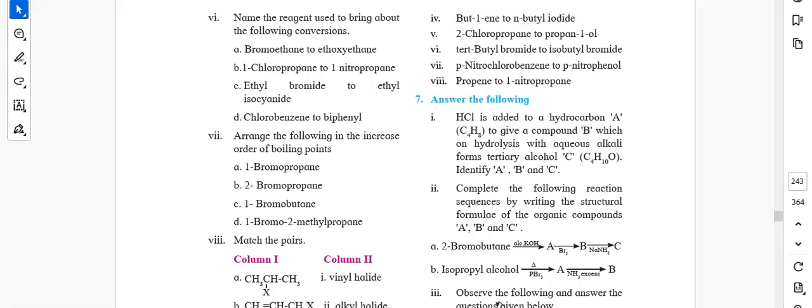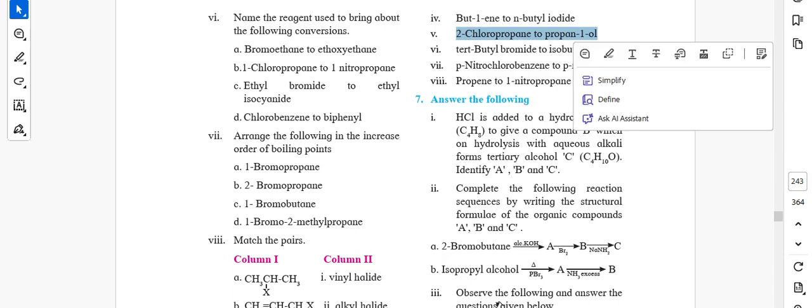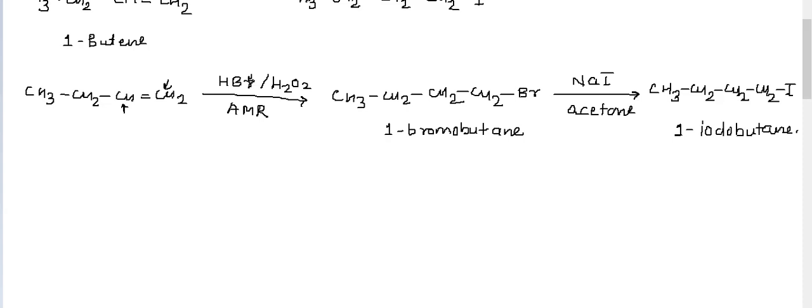Now next problem is 2-chloropropane to propan-1-ol. Okay, 2-chloropropane to propan-1-ol. Now look at the positions. Let's see the positions first.